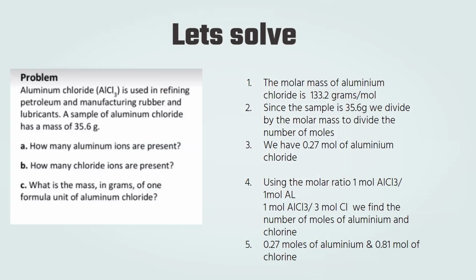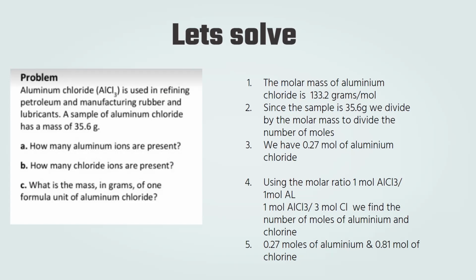Now let's begin with A. How many aluminum ions are present? Before we begin, let's first make sure we have all the information we need. So let's refer back to the periodic table. Using the periodic table, we will get the atomic mass of chlorine and the atomic mass of aluminum. Now remember that the atomic mass is the same as the molar mass, just in a different unit. The molar mass has the same digits as the atomic mass, but the molar mass is in grams per mole.